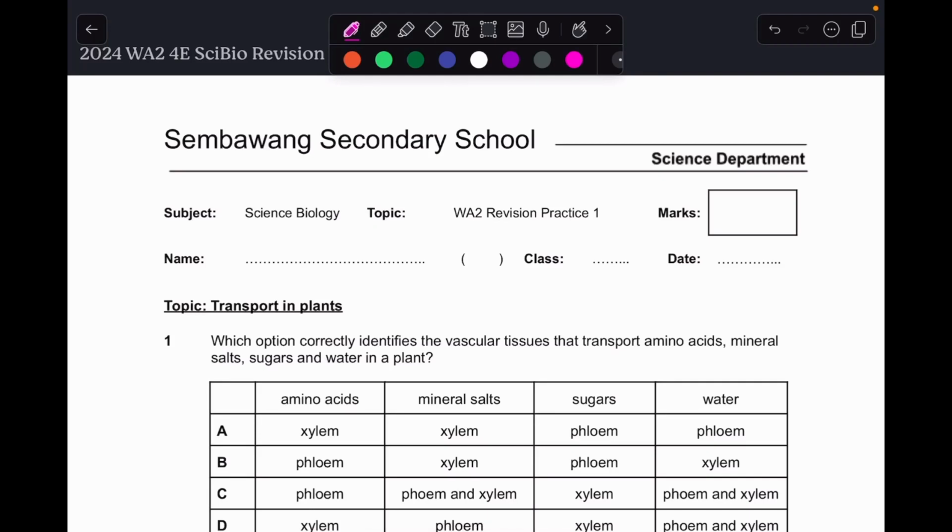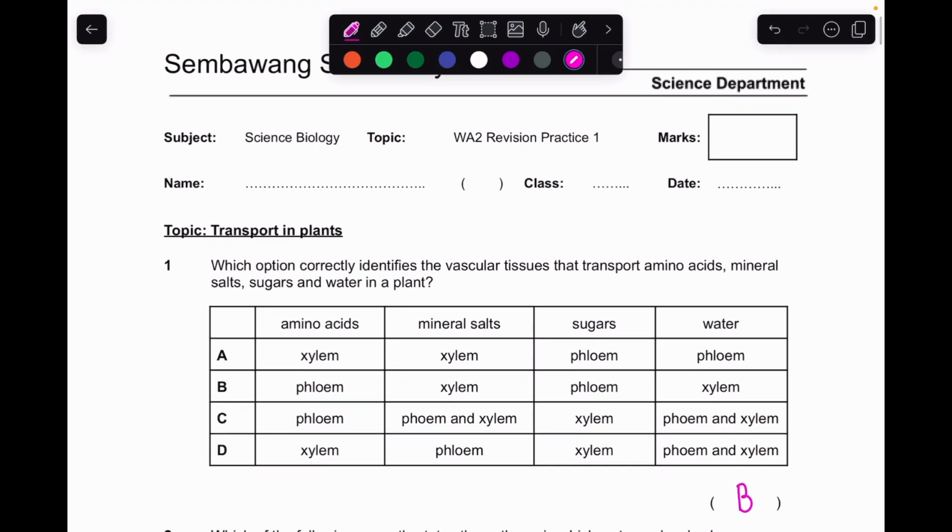Hello, in this video we'll be going through Bio Revision Paper 1 for the WA2. So let's start off with the transport in plants questions.